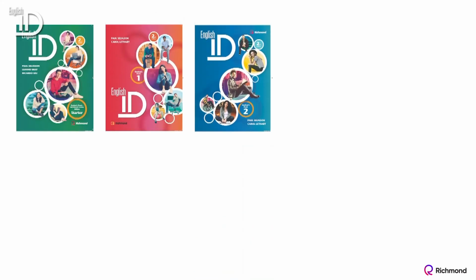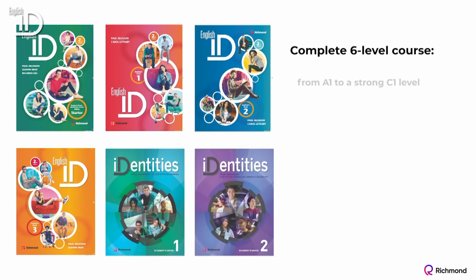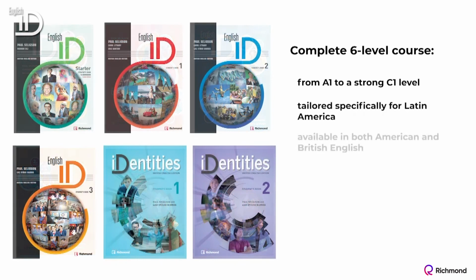English ID and Identities 1 and 2 together form a complete 6-level course from A1 to a strong C1 level, tailored specifically for Latin America, available both in American and British English versions.